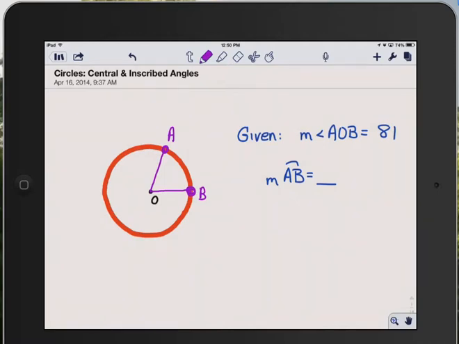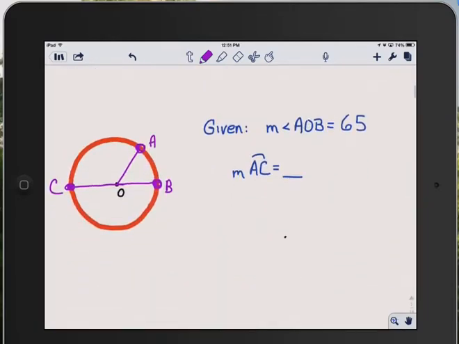Okay, we're going to go over a few problems to get ready for tomorrow's quiz on circles, specifically dealing with central angles and inscribed angles. So the first few problems are going to be dealing with central angles, and the definition is the measure of an intercepted arc, an arc intercepted by a central angle, that is, in this case, arc AB. The measure of that arc is equal to the measure of its central angle. So if the measure of the central angle is 81, the arc has to be equal to 81. And that's simply a definition.